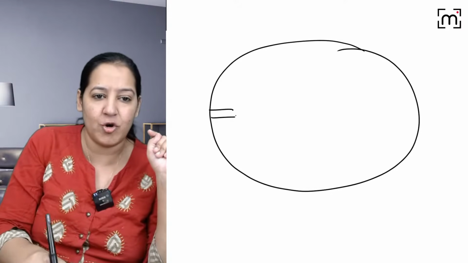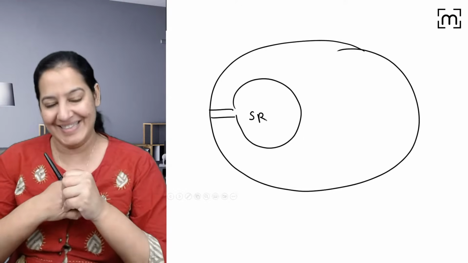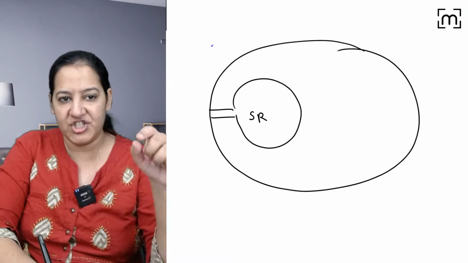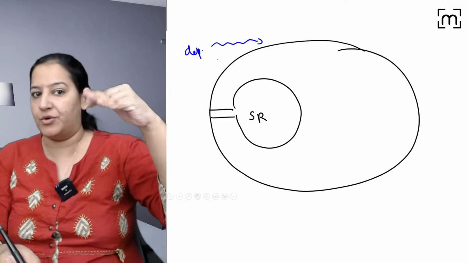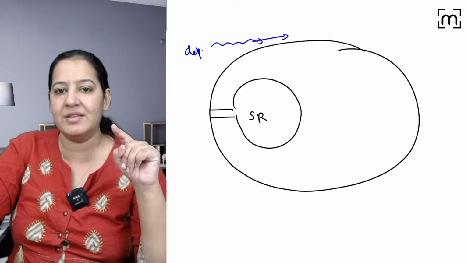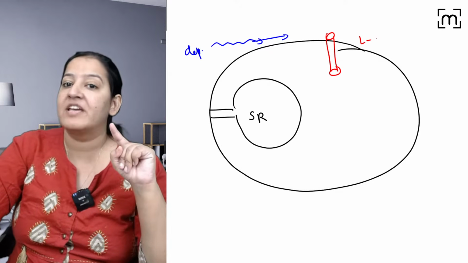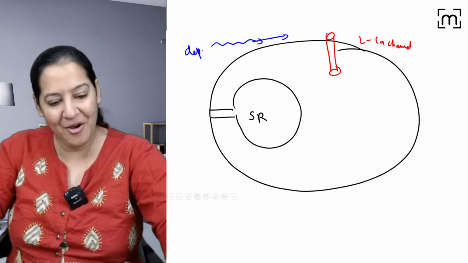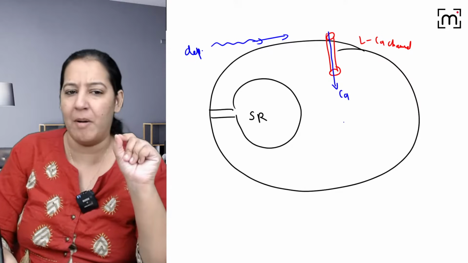Okay, let me draw the sarcoplasmic reticulum of this cell. This is the sarcoplasmic reticulum of this cell. So what happens when the wave of depolarization is coming? This is the wave of depolarization. It is coming from the SA node and reaching this cell. When this wave of depolarization reaches this cell, L-type calcium channels present on the surface of this cell will open. So when they open, a small amount of calcium will enter inside, right?